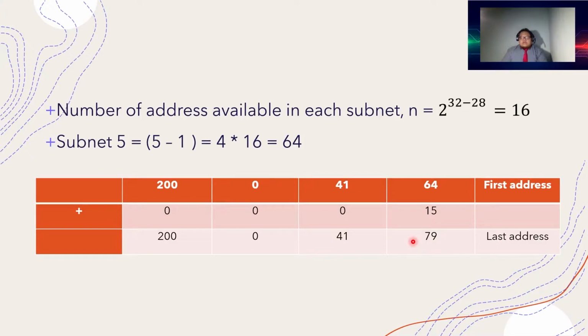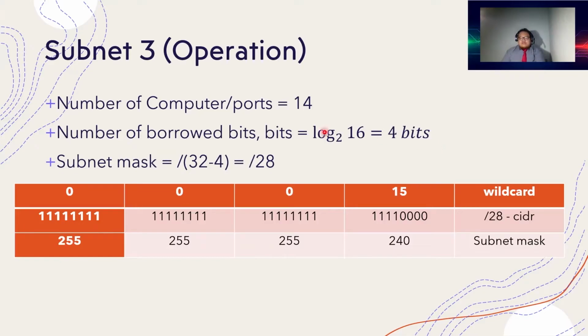Next, the number of addresses available in each subnet. We are using the same formula as before: N equals 2 to the power of 32 minus 28. The 28 is the CIDR itself, and the number of addresses available is 16. Minus 2, we are going to have 14 addresses available in each subnet. As we can see here, subnet 3, the operation department, only requires 14, so it's enough for this department.